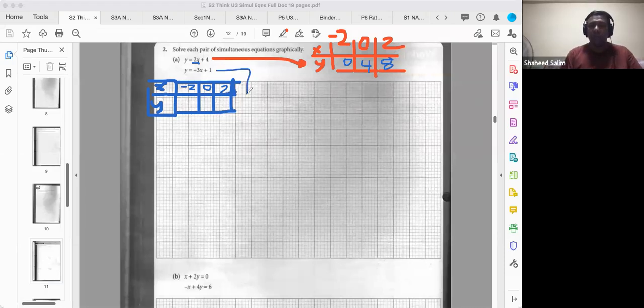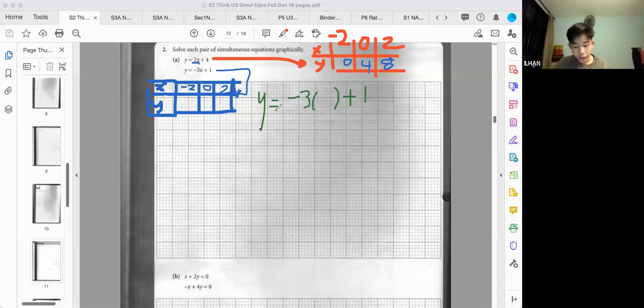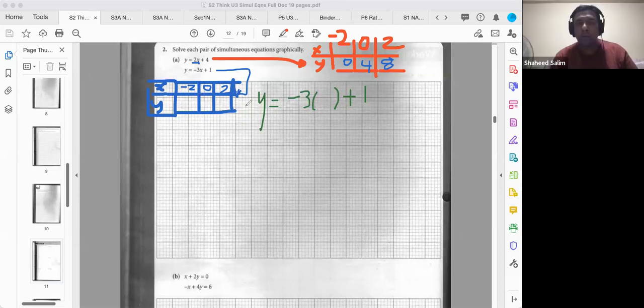This one, same thing, but this time it is y equals minus 3x plus 1. So you write like that, y equals minus 3x, you put brackets, then you substitute. Substitute the value of x: minus 2, then 0, then 2. The answer is 10y, right? And y, no, what is y? Okay, what do you put in, minus 2?